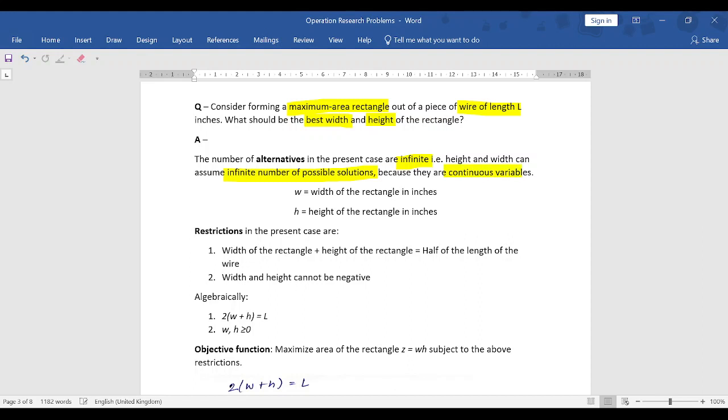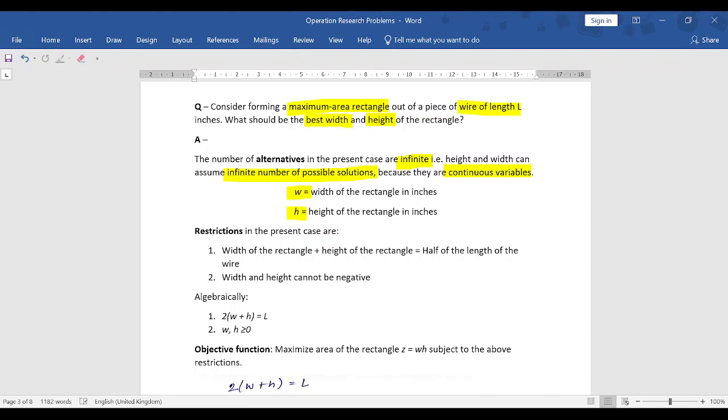Now we have to know what continuous variables are. Continuous variables are numerical variables which can take any possible combination of numbers or digits, and they assume an infinite number of possible solutions, an infinite number of combinations. So in this problem, W is the width of the rectangle in inches and H is the height of the rectangle in inches.